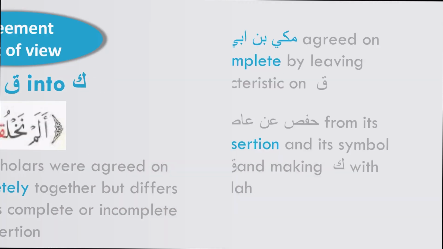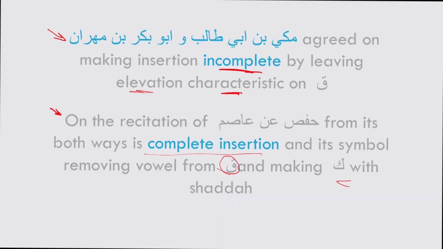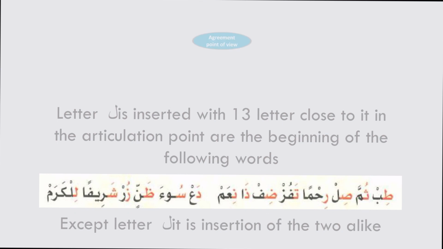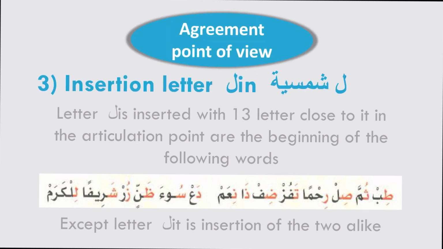Okay, but Makki bin Abi Talib or Abu Bakr bin Mahran, they said that it will be incomplete insertion, so they have to leave the elevation of qaf and go to the kaf after that. Okay, from the agreement point of view, none of the reciters and of the narrators even differs on them.